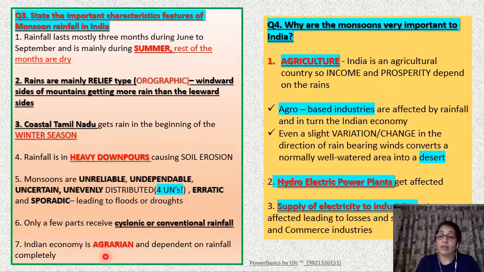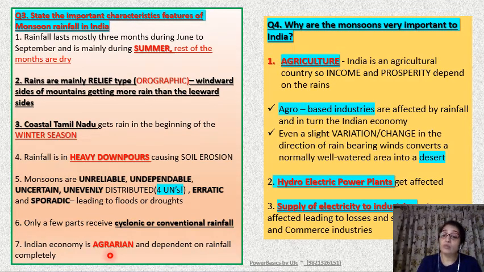So, in the exam you could be asked, state 3 features of the rainfall in India. Remember, it's the months it is in. Remember, it is mainly relief type, orographic, windward and leeward. Remember, coastal Tamil Nadu. Remember the 4 N's: unreliable, undependable, uneven, uncertain, erratic, sporadic. And India, being an agrarian economy, requires that rain.